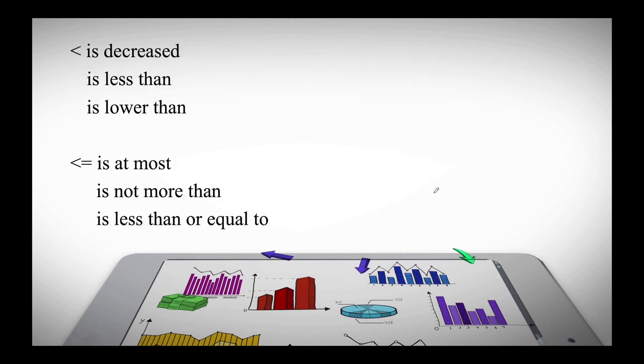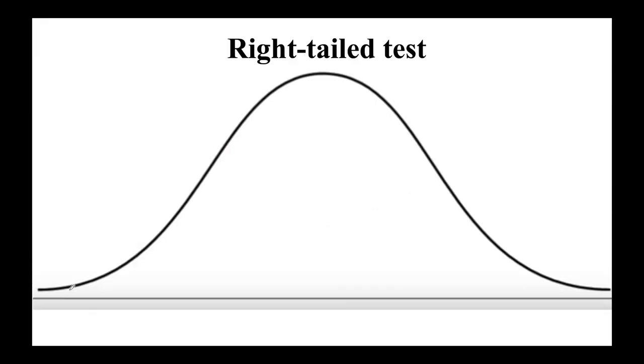Okay, next. Less than. So, less than symbol is used for the phrases is decreased, is less than, or is lower than. So, less than or equals, same with greater than or equals. Ito yung totoo niyan. Is at most, is not more than, or is less than or equal to. I hope you get it. Now, let's have the visualization ng lahat ng mga nabanggit ko doon. So, if ever na we are dealing with right-tailed test, so again, this right-tailed test is one-tailed.